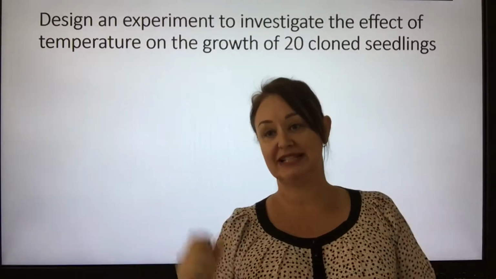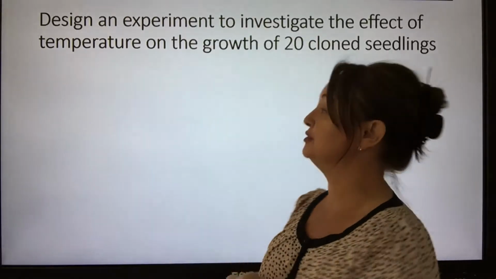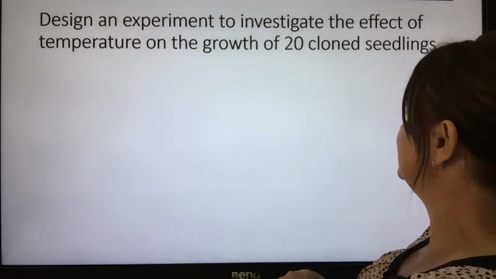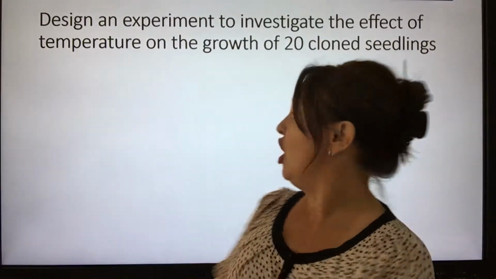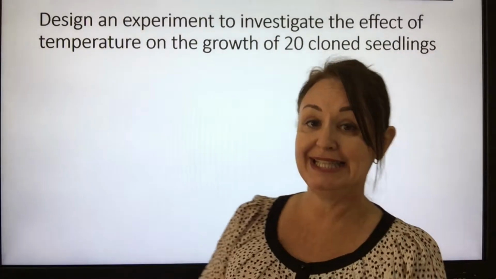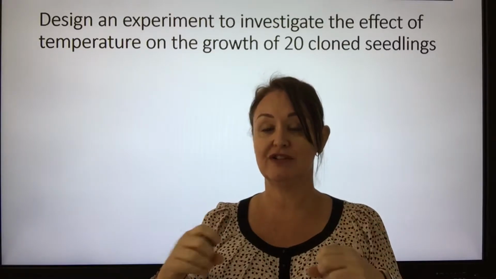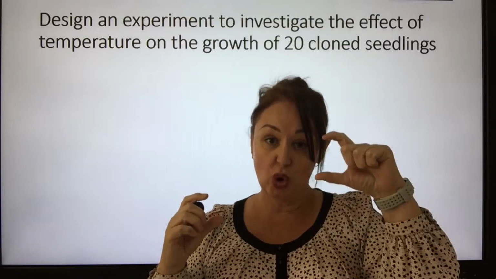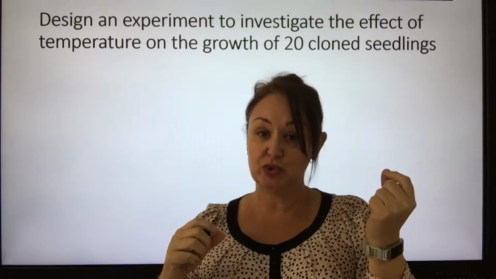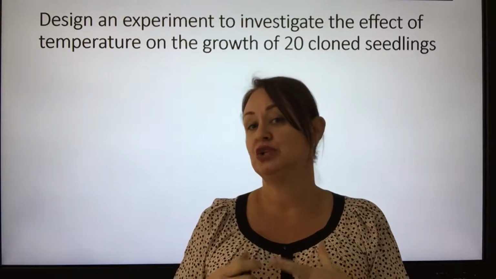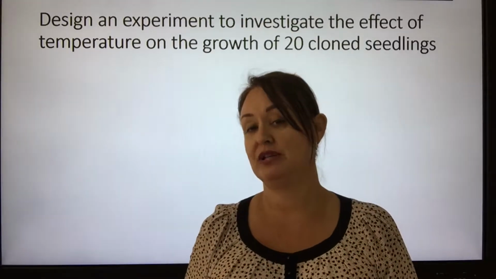Okay, so this is the bit I wanted to get to. It's in the book. It's one of the questions. It says, design an experiment to investigate the effect of temperature on the growth of 20 cloned seedlings. So these seedlings have already germinated. They're small, maybe two leaves on there. What are we going to do to investigate how they will grow in different temperatures?